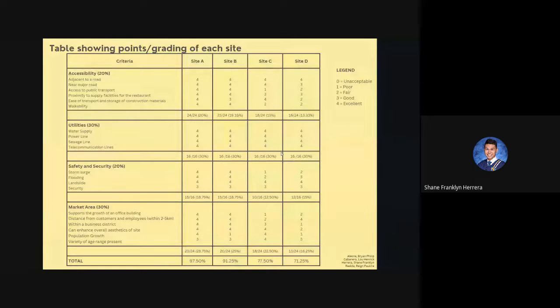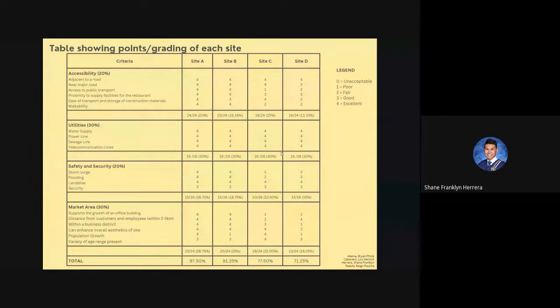So this is our table showing the points of grading. For accessibility, site A has over 20%. It's 24 over 24, so 20%, the perfect score. For site B, only 19.16%, site C 15%, site D 13.33%. For the utilities, we graded it over 30%. For all sites, they got the perfect score of 30.